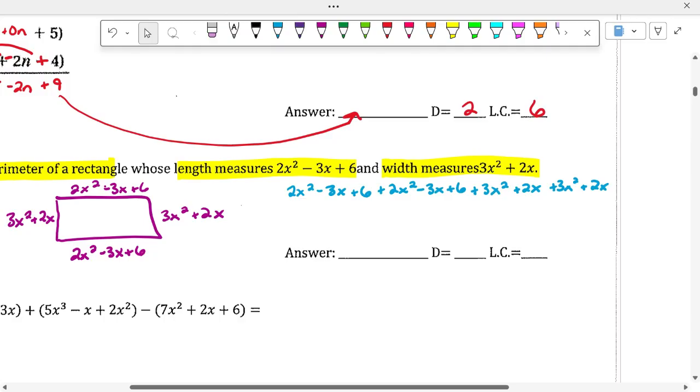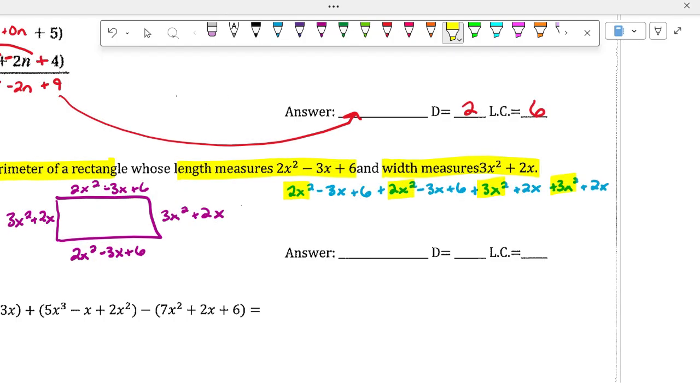So I'm just going to go through and highlight all my like terms. So it's one set of like terms. You can just tell me what the variable is. The x squareds. So 2x squared, 2x squared, 3x squared, 3x squared. What's another set of like terms? The x's, so negative 3x, negative 3x, 2x, 2x. And then finally our constants, which are the 2 6's.